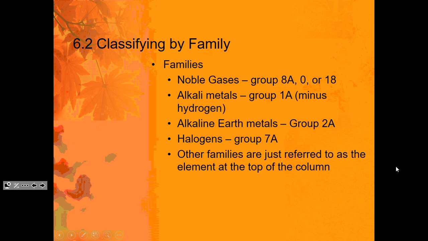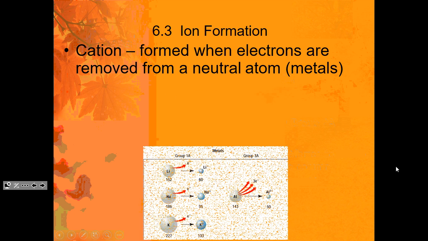Now, anything else in the other, because there's 18 columns, so anything else in the other 14 columns, so to speak, they're typically referred to by the head of the family, the top of the column. So carbon is often referred to just as the carbon family. The ones underneath boron are in the boron family, and so on. So the rest of them really don't have names that are so common that we see them and use them from time to time. So we just refer to them. Their family name would be the head of the family, the top of the column. So carbon for group 4A.